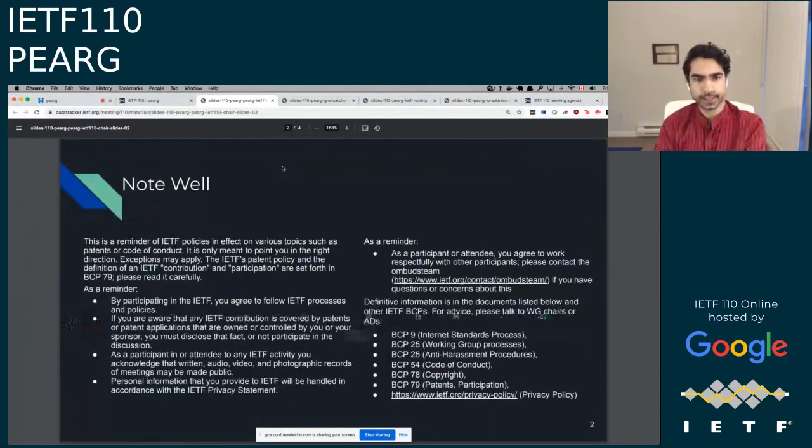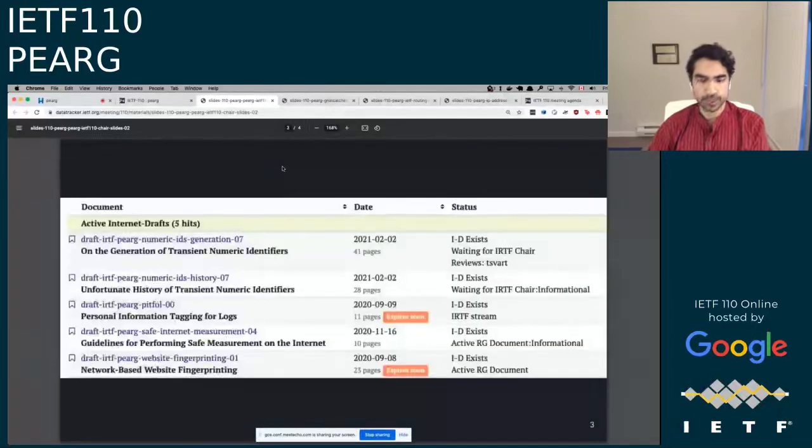You might have already seen this slide at this point in the week, but just a friendly reminder that please do read this note well before participating today. Also a reminder that if anyone wants to participate in the queue, please press the raise hand icon, and then you can send audio separately. And also please remember that PEARG is a part of IRTF, which is a research organization and not a standard setting organization. So I will be going over the status of the various drafts that we have.